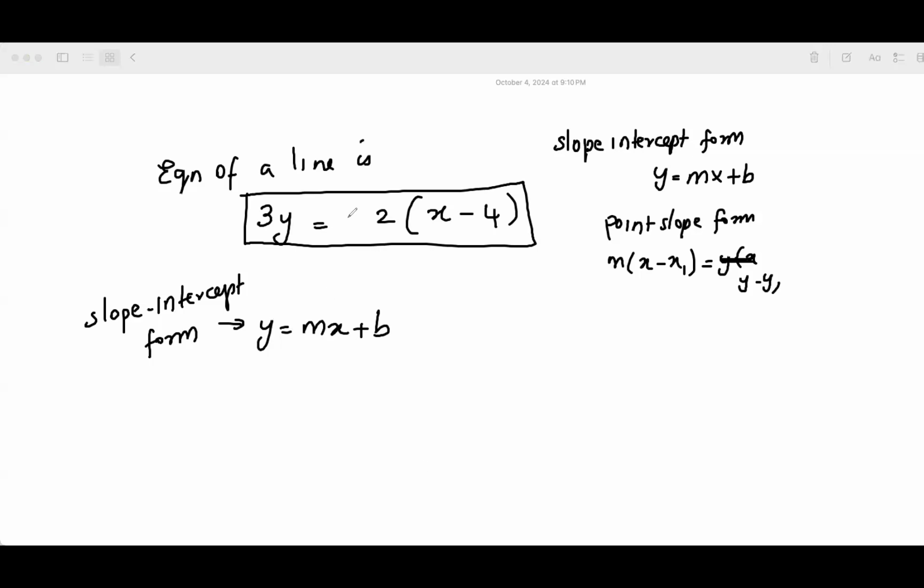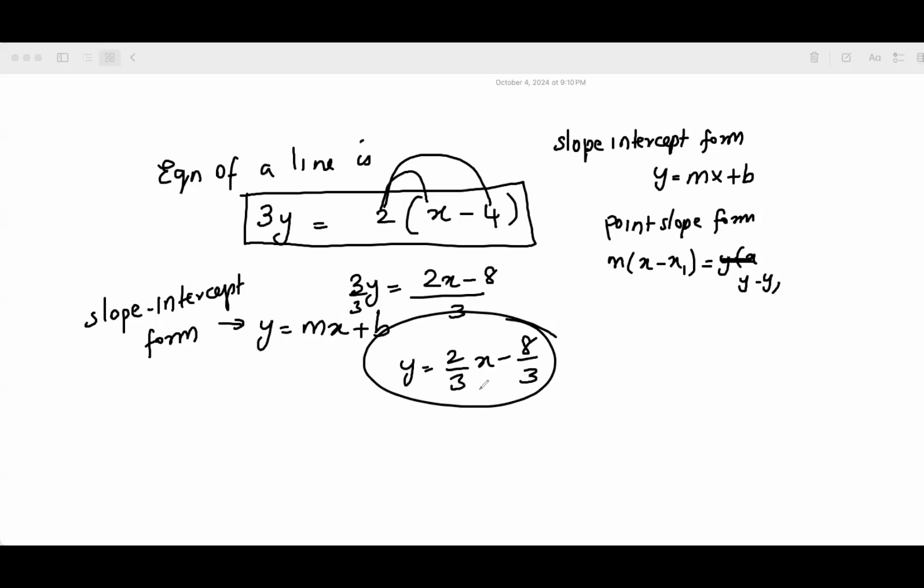So here you can multiply it inside: 2x minus 8 equal to 3y. Divide by 3, divide by 3. Y will be equal to 2 by 3x minus 8 by 3. That gives you the slope intercept. Can I move on?